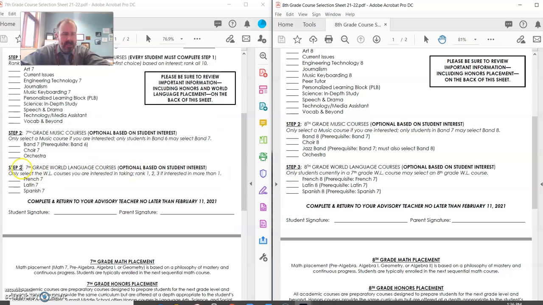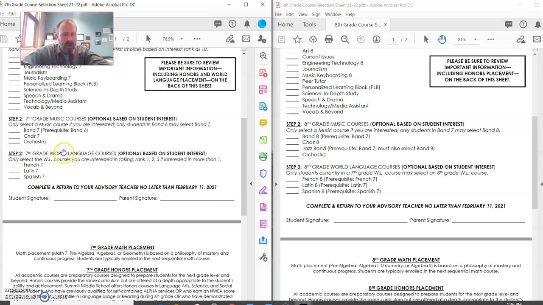Now, I'm realizing this should say step 3. It says step 2. Well, regardless, okay, if you're going to be a 7th grader and you want to take a world language course, okay, then you want to pay special attention here to, this is step 3, it should say step 3, okay? You're going to note the courses that you want to take and rank order them if there's more than one.